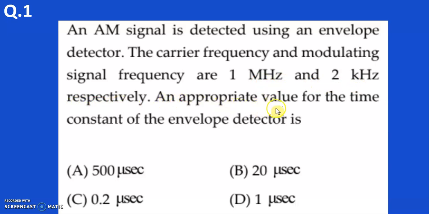An appropriate value for the time constant of the envelope detector is asking about the time constant tau, or RC time constant of the capacitor, so that the envelope detector can detect the AM signal and recover the message signal perfectly. And we have 4 choices. You have to choose one of these answers. So let's see the solution, and then we can pick the right answer according to our solution.